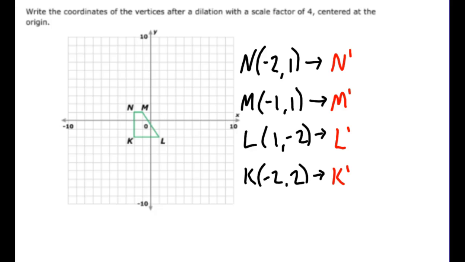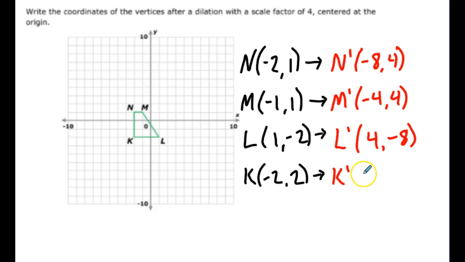So that'll give us N prime to be an ordered pair of -8, 4. M prime will become -4, 4. L prime will become 4, -8. And K prime will become -8, 8. So as long as it's centered at the origin, all we have to do is multiply each ordered pair by the scale factor.